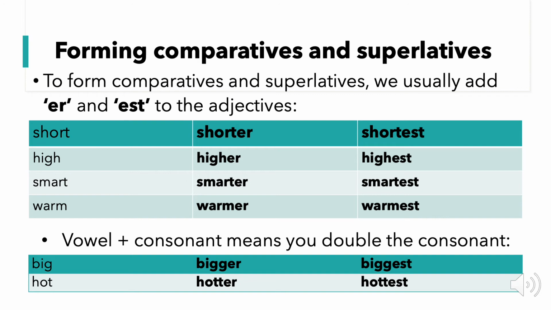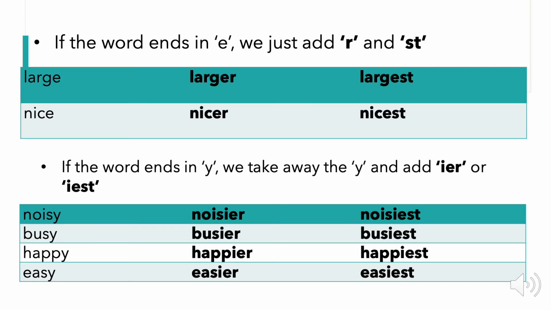Warm, warmer, warmest. When you have a word that ends in a vowel plus a consonant, that means you double the consonant when you're forming the comparative and superlative. Big, bigger, biggest. Hot, hotter, hottest. If the word ends in E, then we just add R and ST. For example, large, larger, largest.